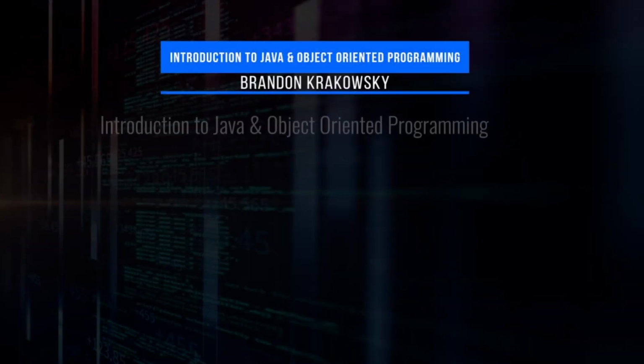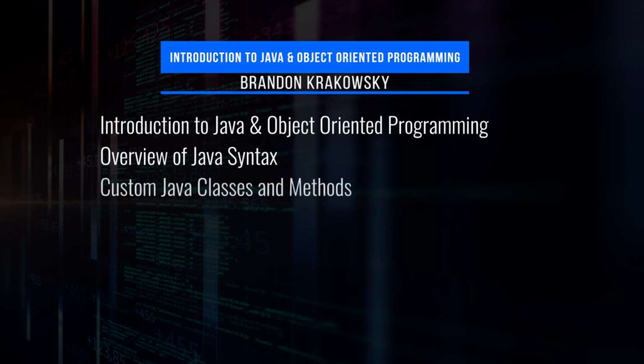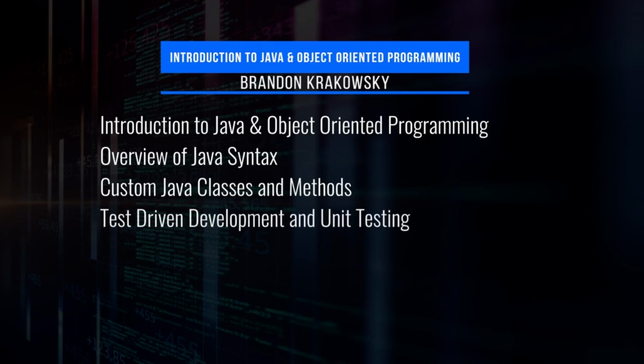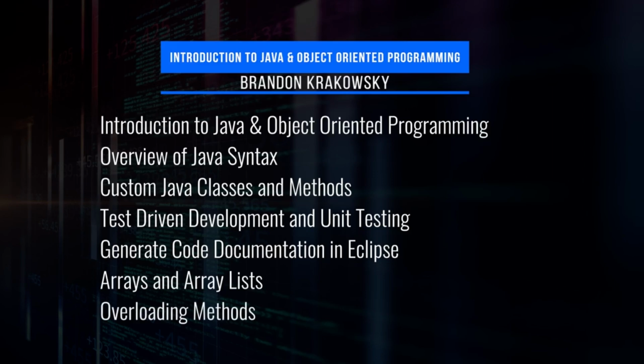This course provides an introduction to the Java language and object-oriented programming, including an in-depth overview of Java syntax and how it differs from a language like Python. Students will learn how to write custom Java classes and methods, how to test their code using test-driven development and unit testing, and how to generate complete and relevant code documentation from inside of Eclipse. Topics include basic data structures like arrays and array lists, and overloading methods.